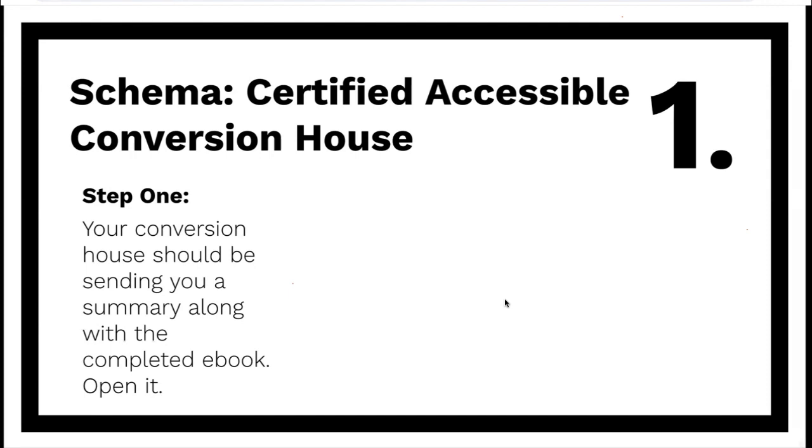The report is probably going to be named something like ISBN_ACE report.htm. You can open it with any browser or text editor, but I recommend the browser, and it'll go through the accessibility features that the conversion house has said, yeah, this is correct. This is what we're saying about this book. And that's it. You found it. You have your schema metadata.